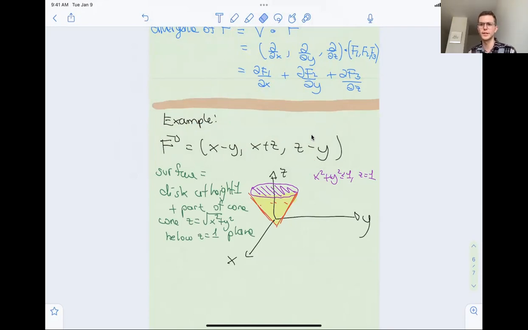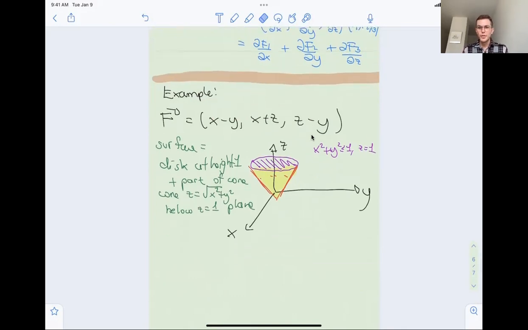Is that okay so far? Is the surface making sense? Yeah, good, excellent. Yes, exactly. Sometimes they don't fill it up, so many times it's just empty.